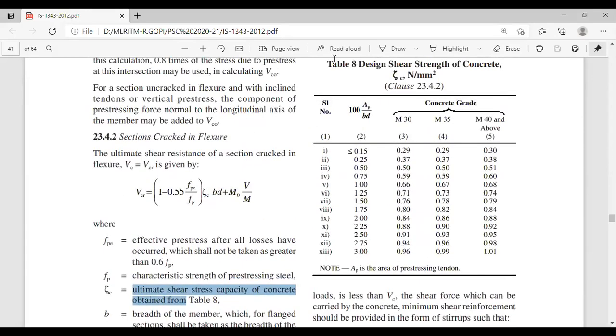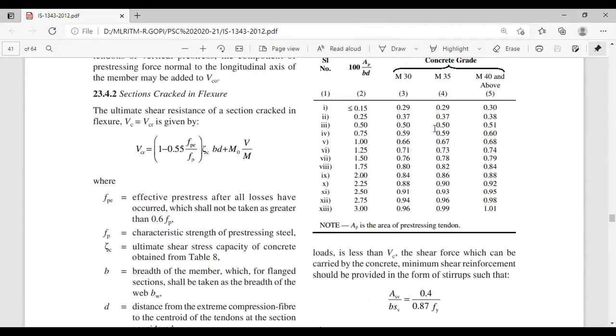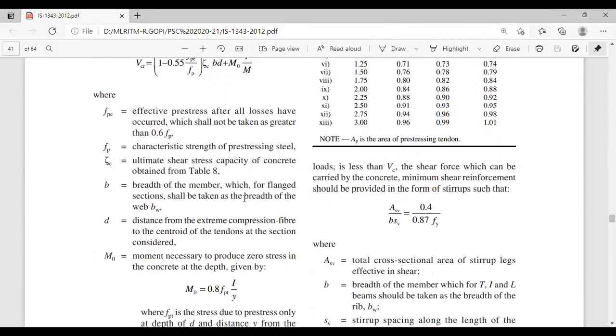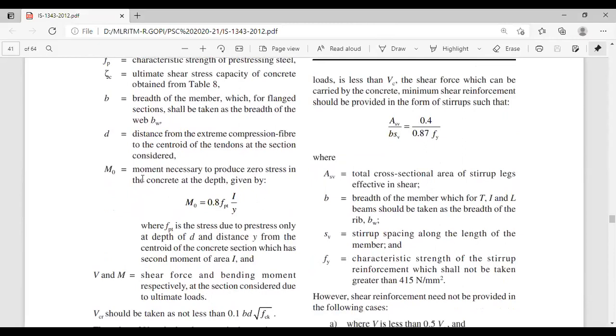So you can see this is your table 8. You can take the values based on the concrete grade. You have to take from the table. Next, b is equal to breadth of the member. Small d is the effective depth of the member. What is M0? M0 is the moment necessary to produce zero stress in the concrete at the depth considered.